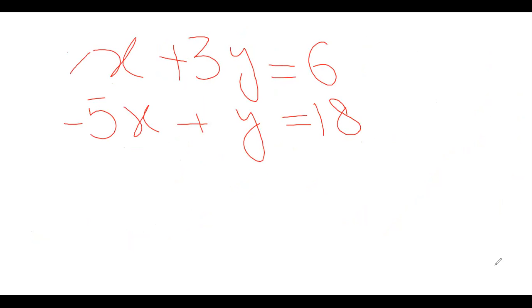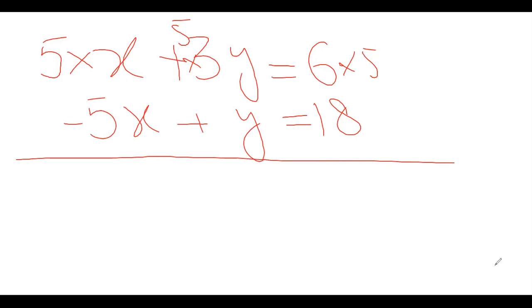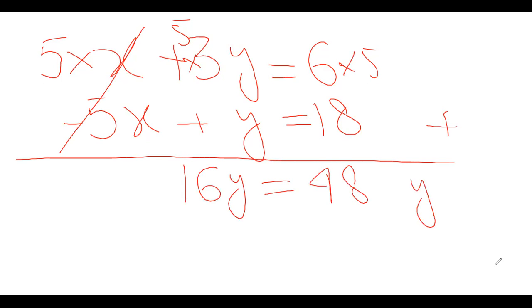If I multiply both sides of the first equation by 5, then I am adding these after the multiplication. This is 5x and this is minus 5x, so it is eliminated. 15y and y make 16y. Are you getting this? Yeah, I am. 30 and 18 make 48. So if you divide both sides by 16, y is 3.